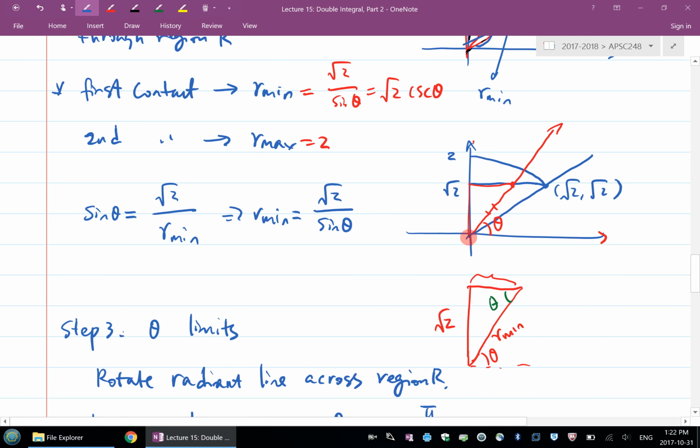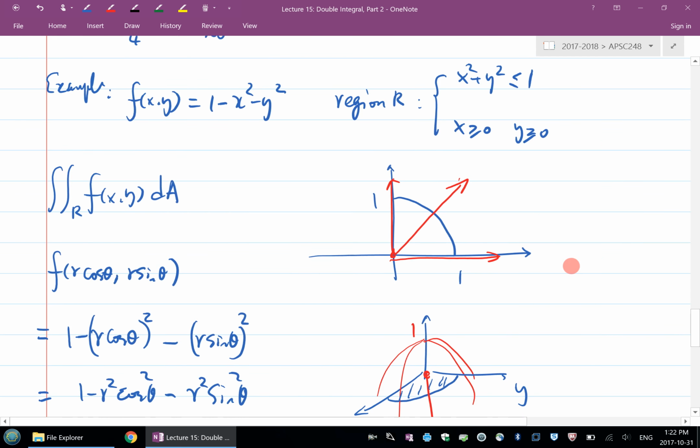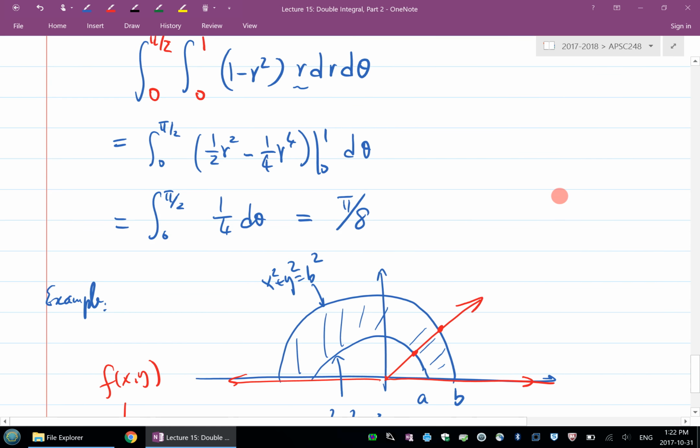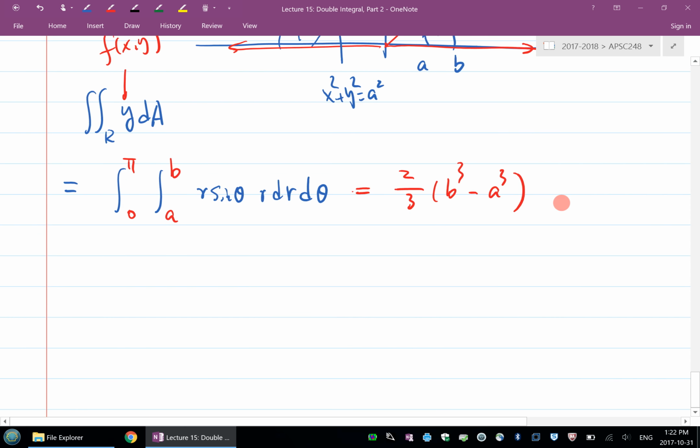Otherwise I think it's pretty straightforward, and of course there might be some techniques you need for integration. This is very simple, right? Very simple integrals. So that's all about polar coordinates. Any questions so far?